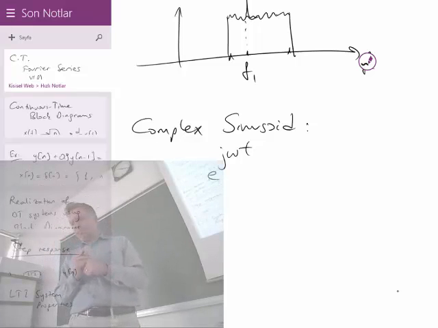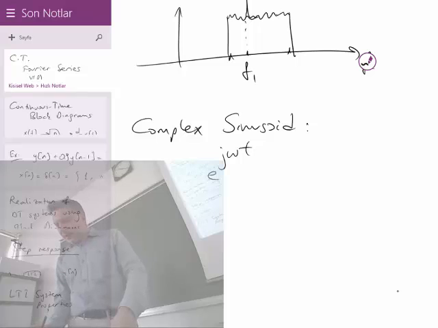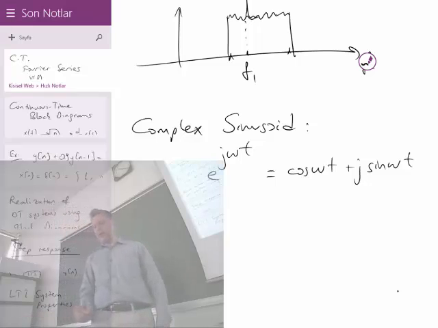Omega is 2 pi f. So the new frequency is omega, and the unit for the frequency omega is not 1 over seconds, it will be radians per second. 1 over seconds is hertz. 2 pi times hertz is radians per second. And from Euler's theorem, this is cosine omega t plus j times sine omega t. Alright?